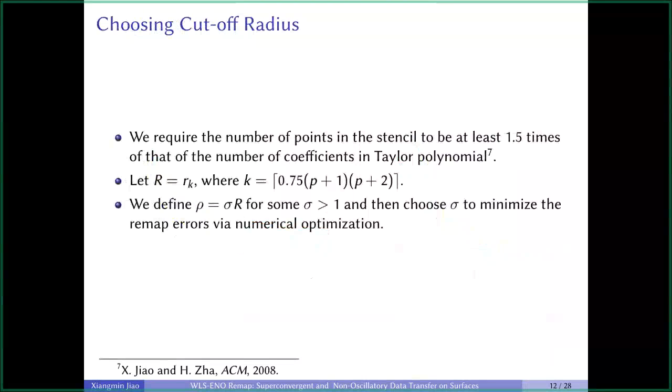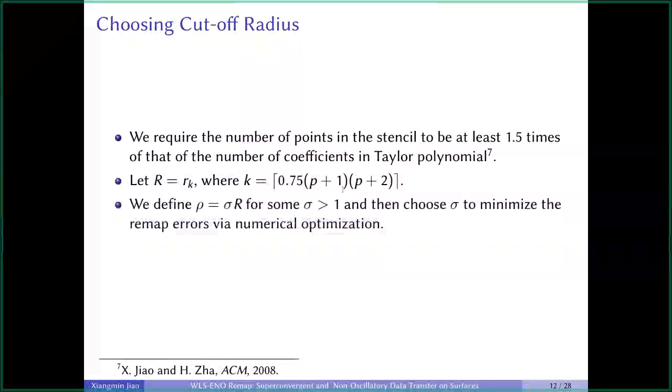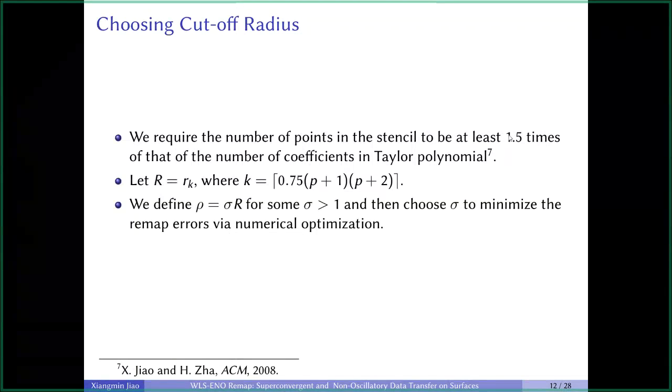And so the Wendland weights are locally compact. It means that the weights come to zero at some cutoff radius. And that can be problematic if you cut off too early, then you basically have a degenerate system. So to choose the cutoff radius, we have two criteria. One is that we make sure that there will be at least 1.5 times the number of coefficients, in terms of the number of points.